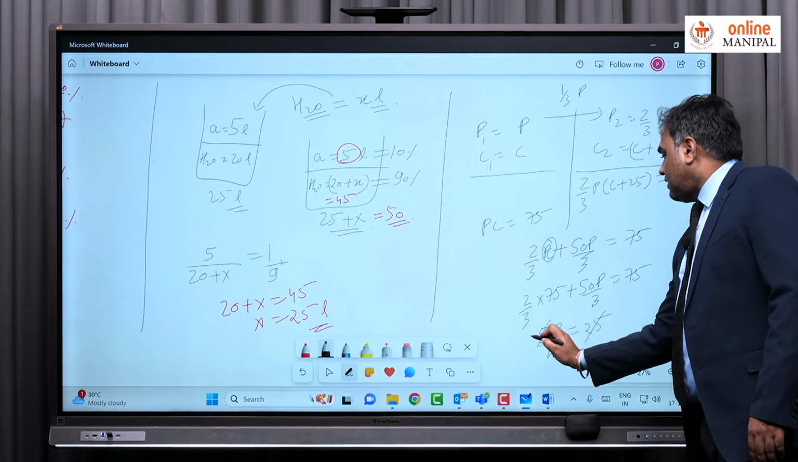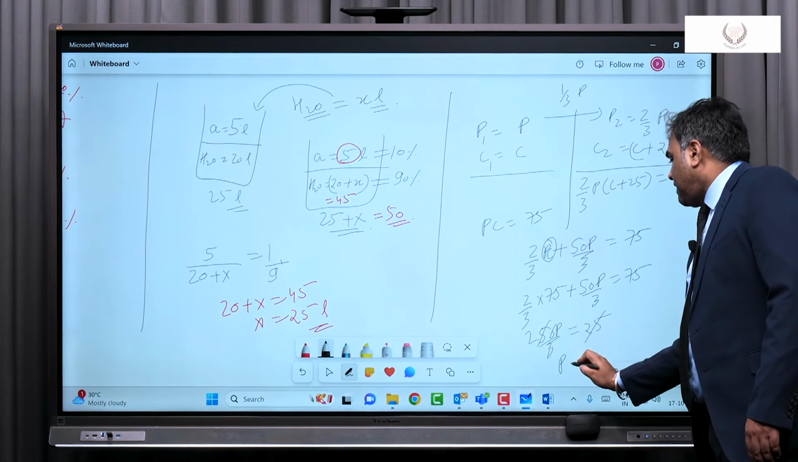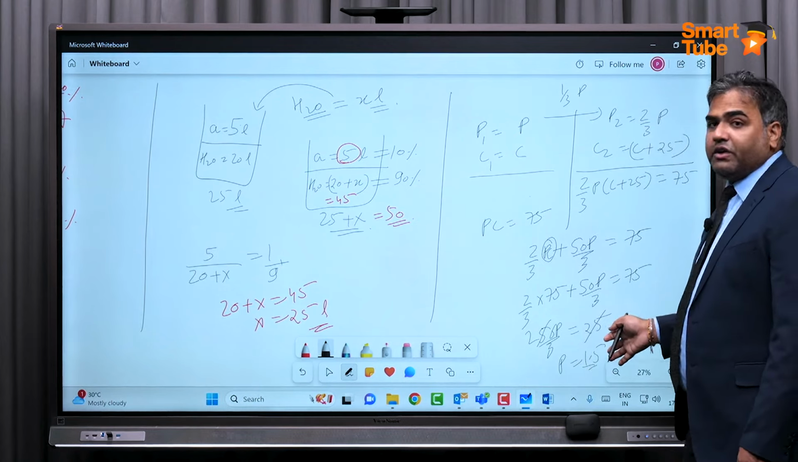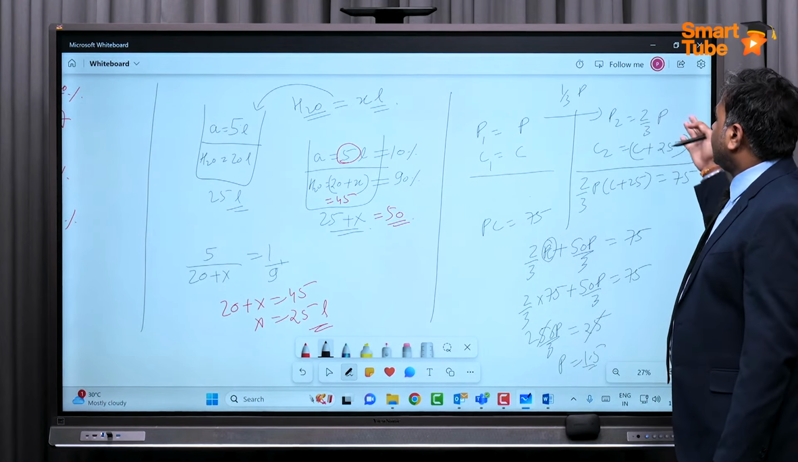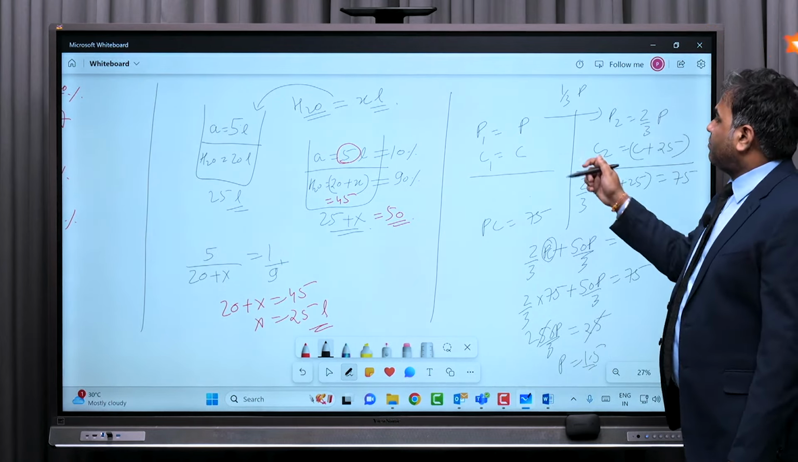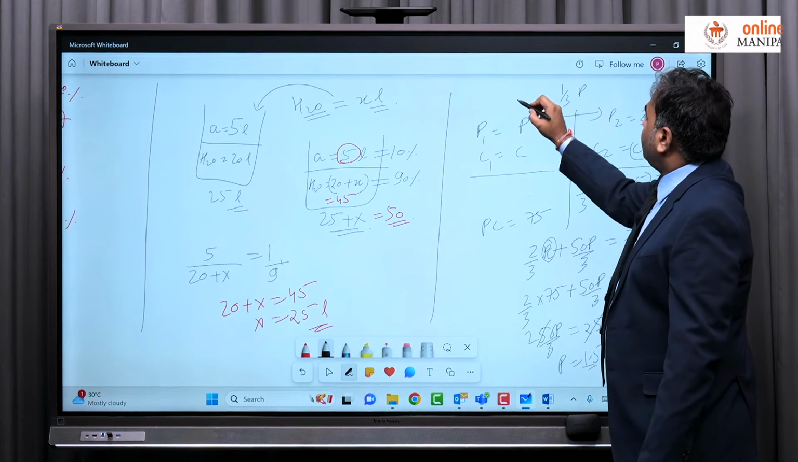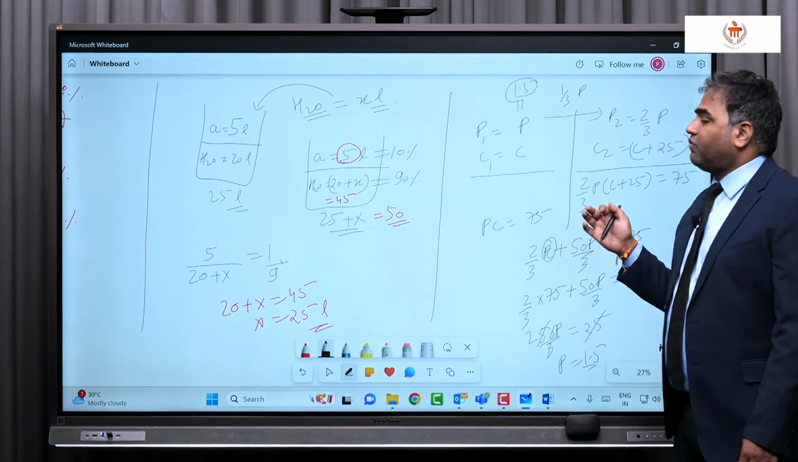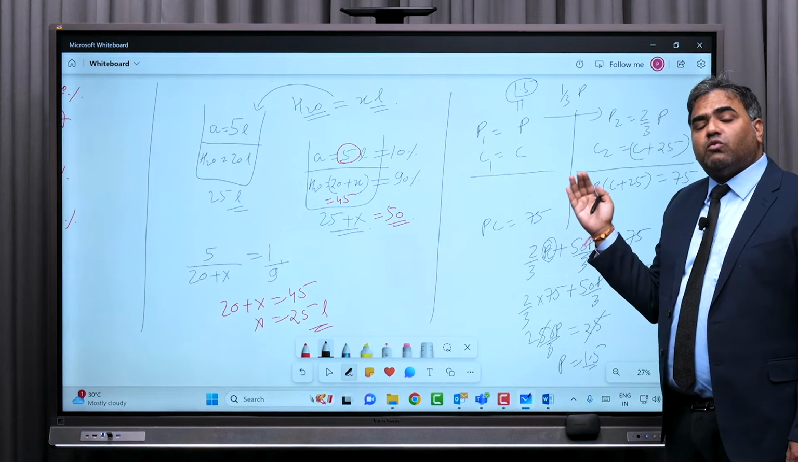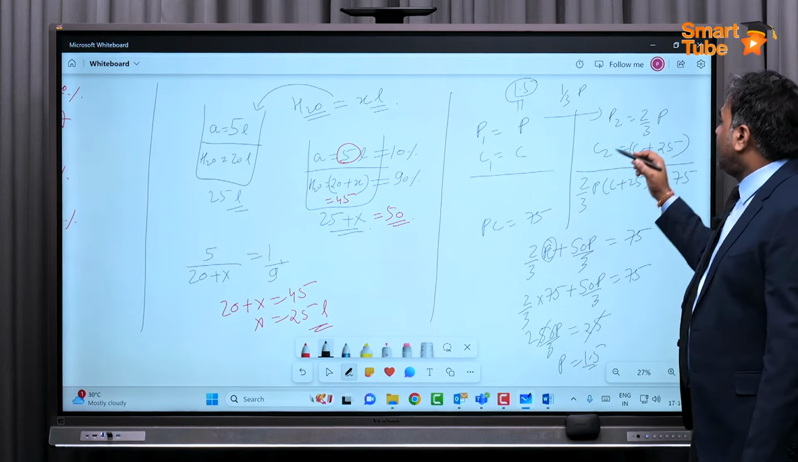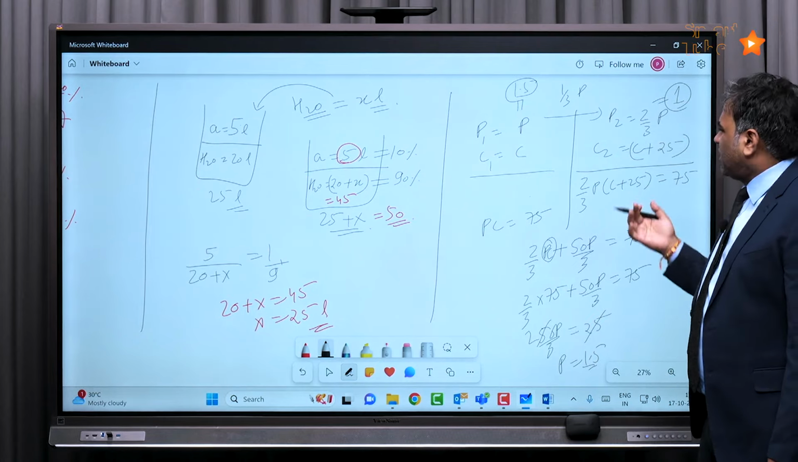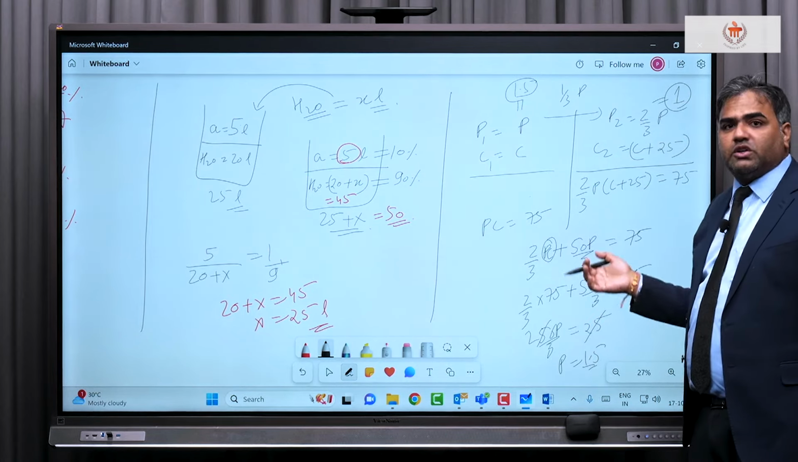So what is the value of P? P would be 1.5. So you got the value of P as 1.5. But now the price decreased by 1/3. So if P is 1.5 and it decreases by 1/3, what is 1/3 of 1.5? You will get 0.5. So what is the new P? That would be 1 rupee. Very basic way. You can solve in any way you want.